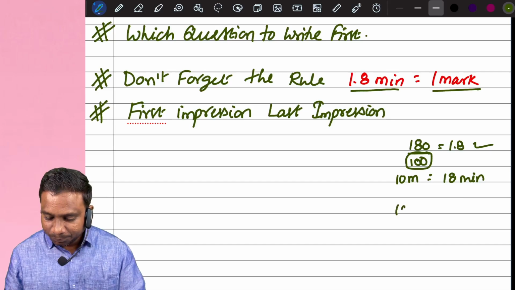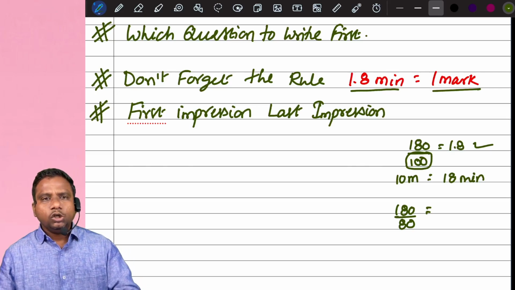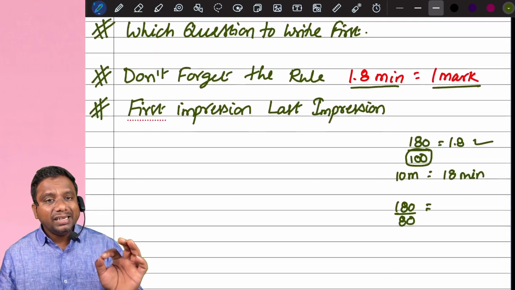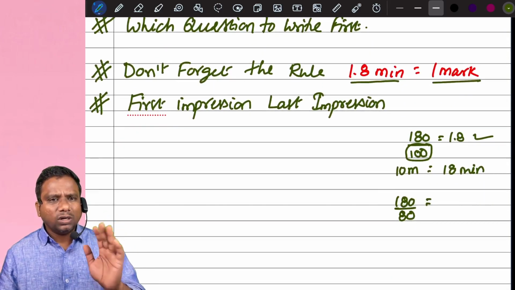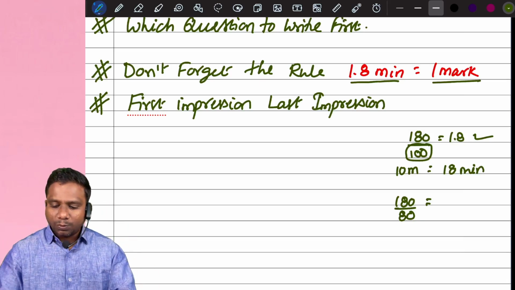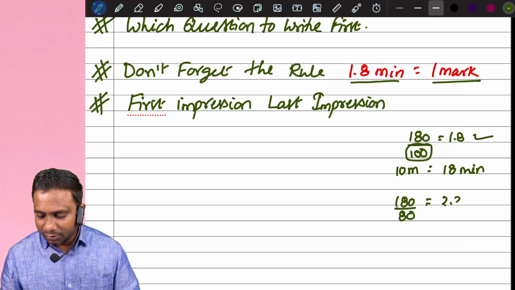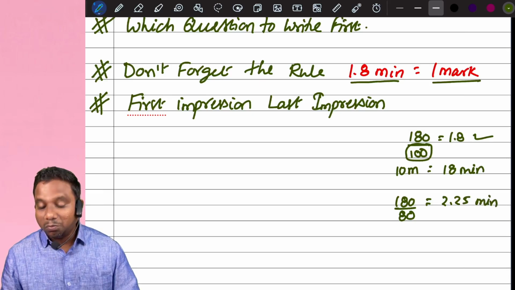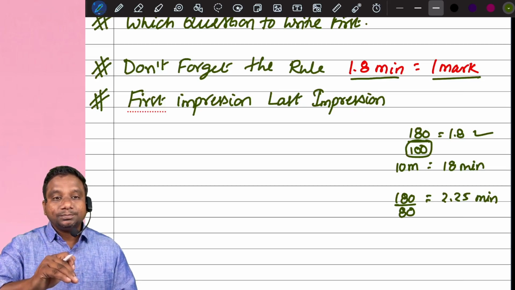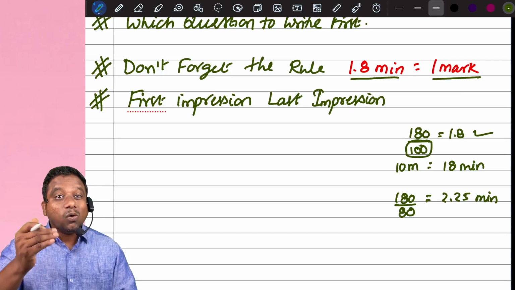For example, I am going to attempt only 80 marks. During this 15 minutes, I fixed that I attempt only 80 marks, means only 4 questions, whatever it may be. How much time do you have per mark? 180 divided by 80, you have 2.25 minutes per mark. It means you have more time to think about the question. Yes or no, students? So the fewer marks you attempt, the more time you get.